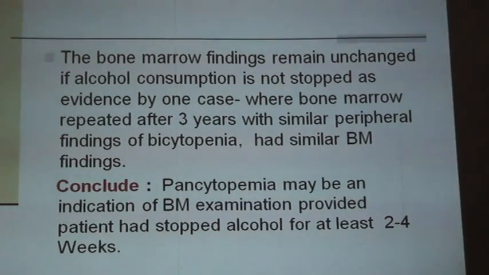So the bone marrow findings remain unchanged. What we have noticed in one patient is that the bone marrow was repeated after 3 years, with similar peripheral findings of bicytopenia, and had similar bone marrow findings. So if there is no stoppage of alcohol, there is usually no change in the bone marrow.